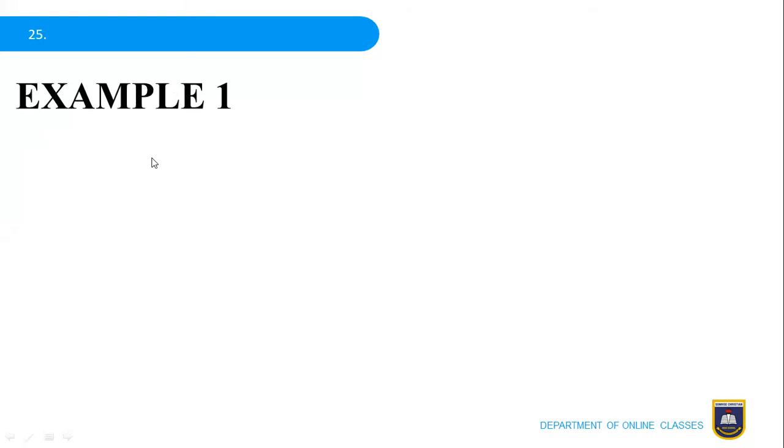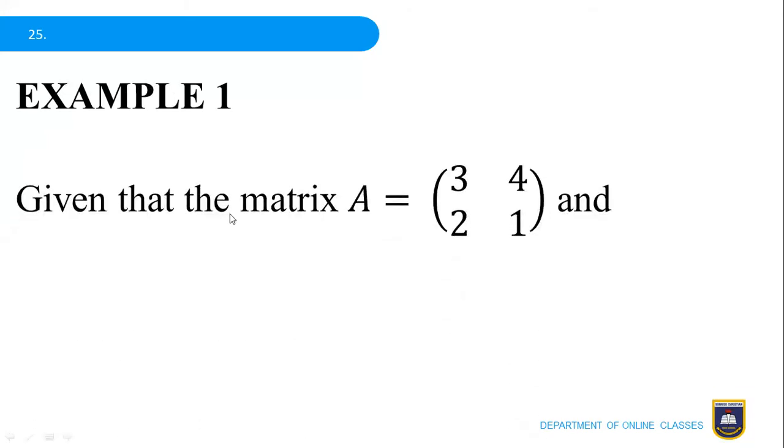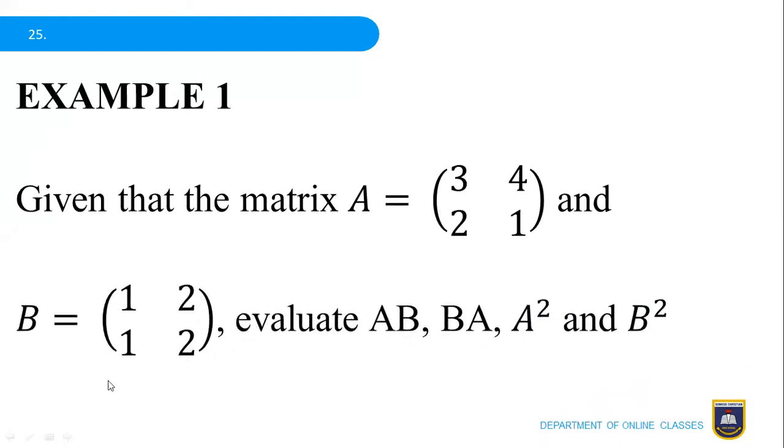Let's pick an example to this. The first example: given that the matrix A equals 3, 4, 2, 1, and the matrix B equals 1, 2, 1, 2, evaluate AB, BA, A squared, and B squared. Let's solve the first one together. So solving the first one, we go to solution.